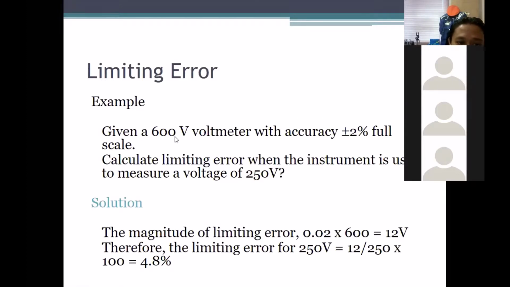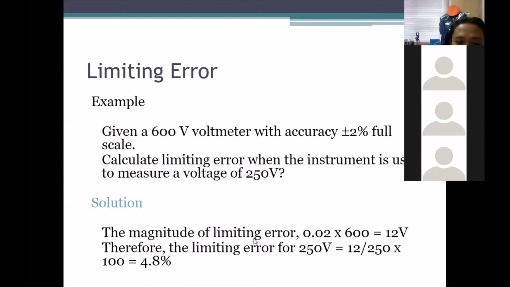This is from the manufacturer. Given a 600 volt voltmeter with accuracy of plus minus 2% full scale, calculate the limiting error when the instrument is used to measure a voltage of 250 volts. That means not full scale. If full scale, the accuracy will be plus minus 2%, but here we only measure 250 volts. This is the solution.